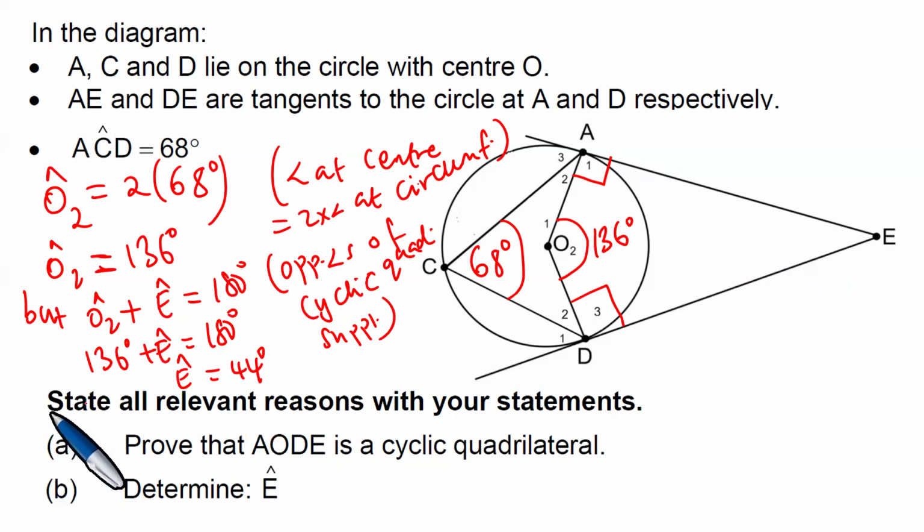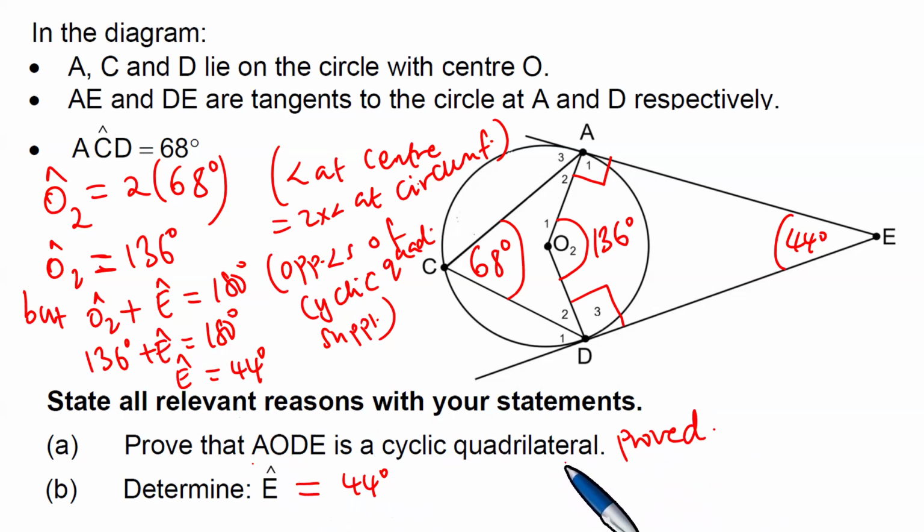So if this is 44 degrees, we have found the size of the angle E. And opposite angles of a cyclic quad, when you say that, those are supplementary, and hence we have that the angle E is 44 degrees. So we have determined the size of this angle E to be exactly 44 degrees, and AODE has also been proved to be a cyclic quad. And therefore, we have solved this particular geometry question with ease.